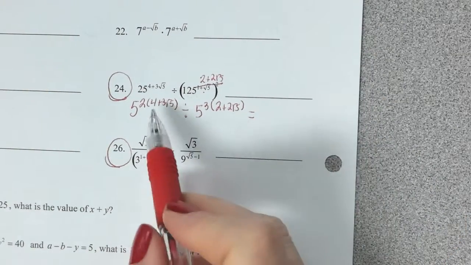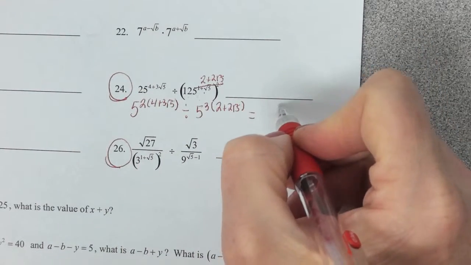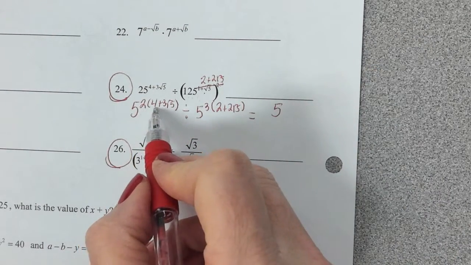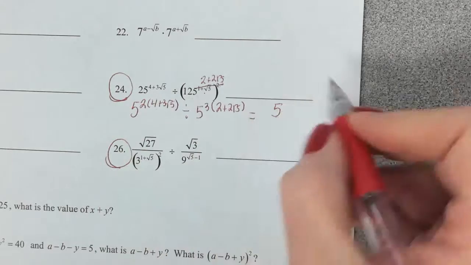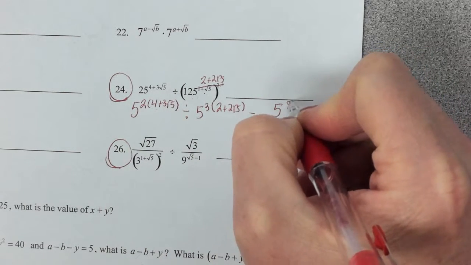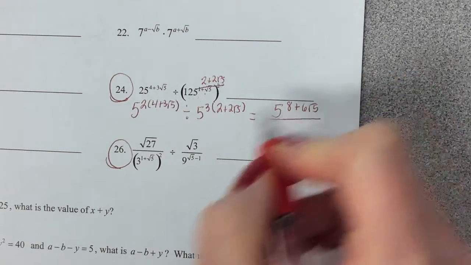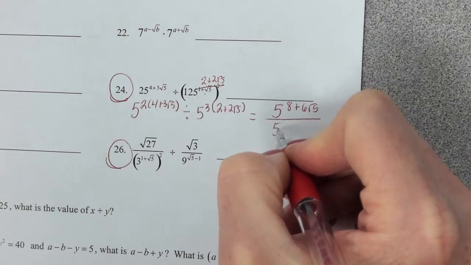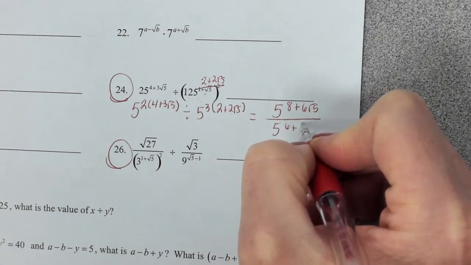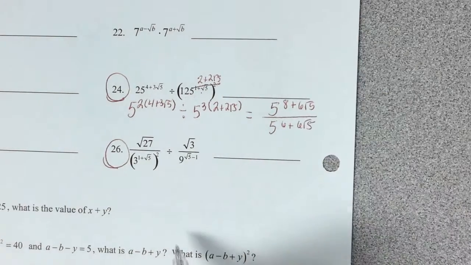All right, so now on the numerator, I have a power to a power, so I have to distribute this out. So I have 5 to the 8 plus 6 radical 5. And on the bottom, I have 5 to the 6 plus 6 radical 5.